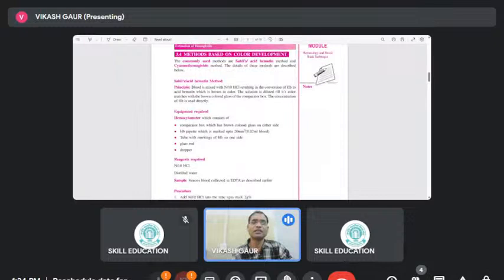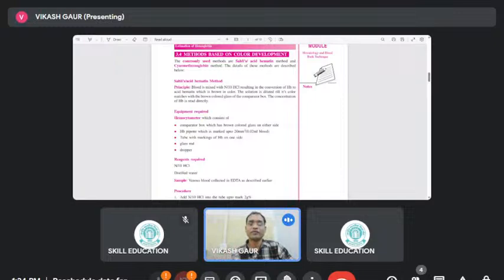Principle of the Sahli method: in this method, we mix N/10 HCl with the blood, and a second product is formed, which is called acid hematin, which is brown in color. The solution is diluted till its color matches with the brown color.